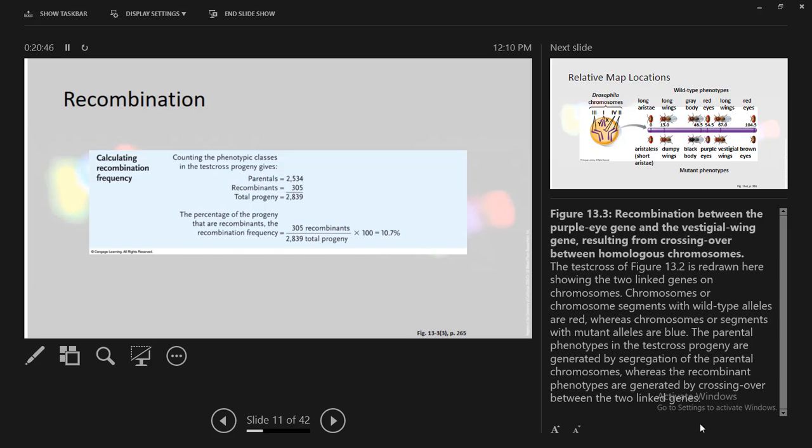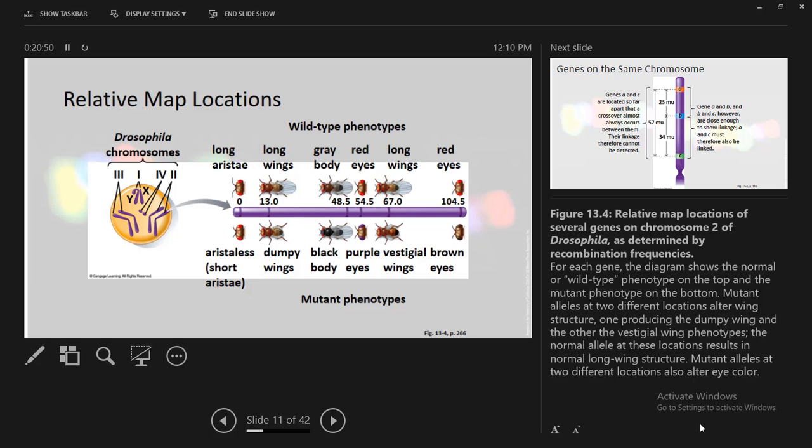Okay, so here's a map that is put together to show the relative distances between genes. Here's one gene that determines the length of the aristae, a gene that determines the length of the wings, one for the color of the body, one for the color of the eyes, another for the length of the wings, and another for the color of the eyes. For any two genes, we can figure out our recombination frequency and get a relative distance between them. The distance between these two genes is 13 map units, meaning the recombination frequency between them is 13%.